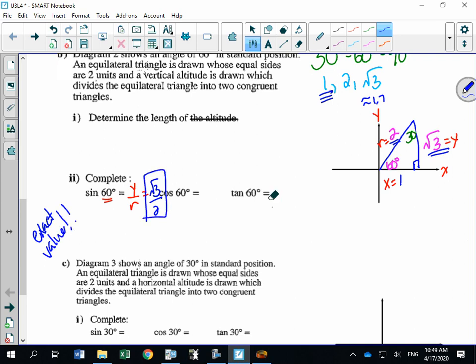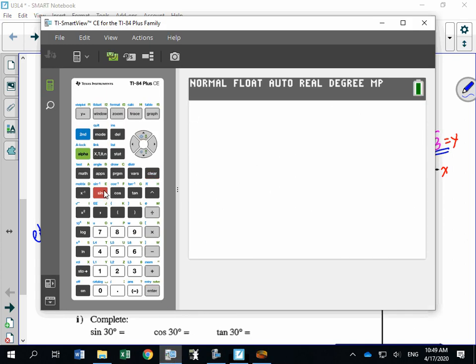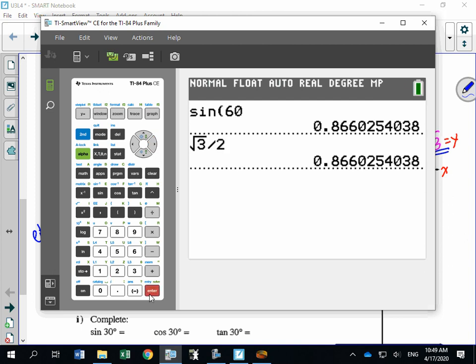Let's check on our calculator. So type in sine of 60, and that is an exact value, root 3 divided by 2. There you go. So this is not an exact value. This is an exact value.